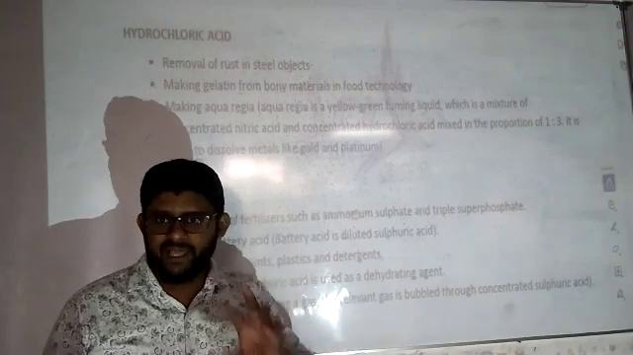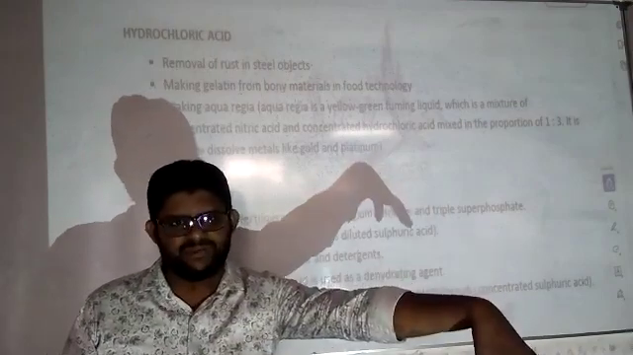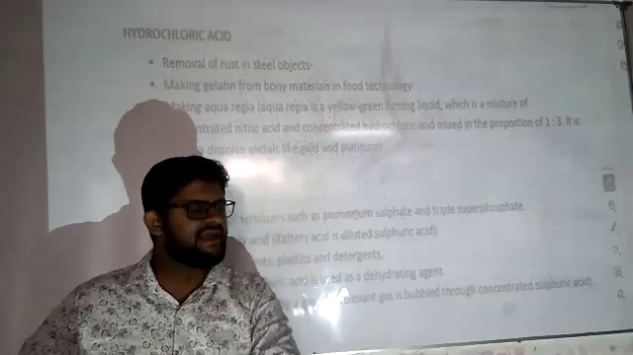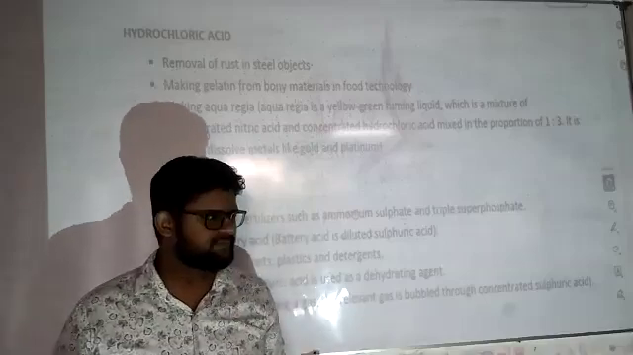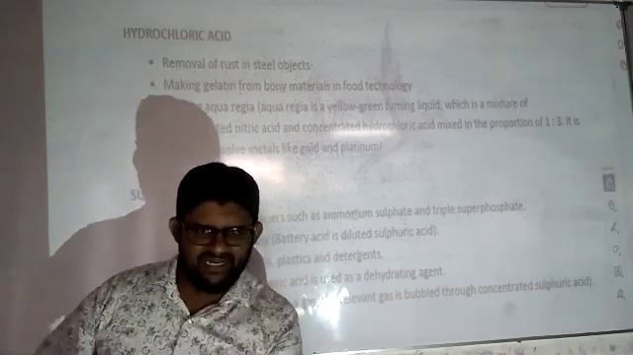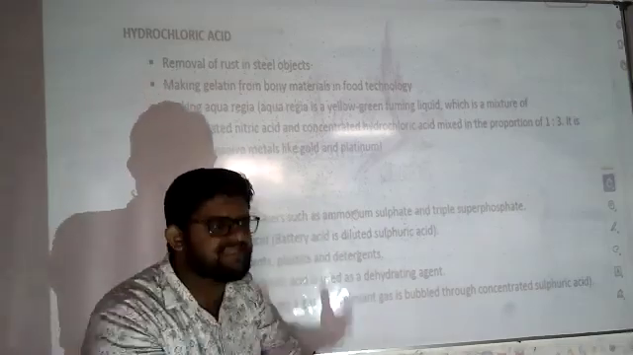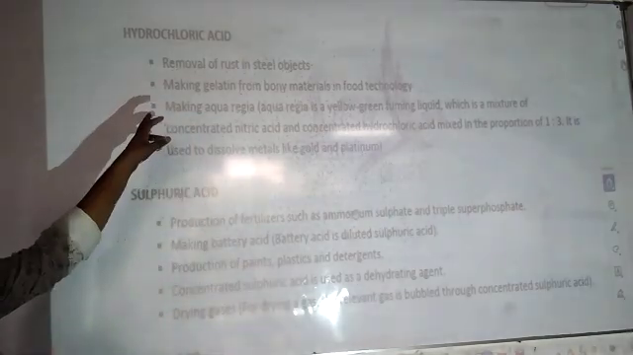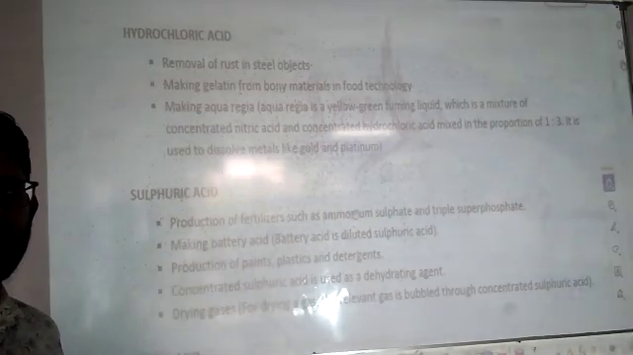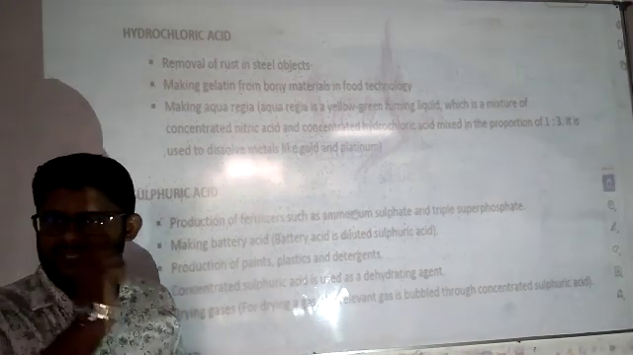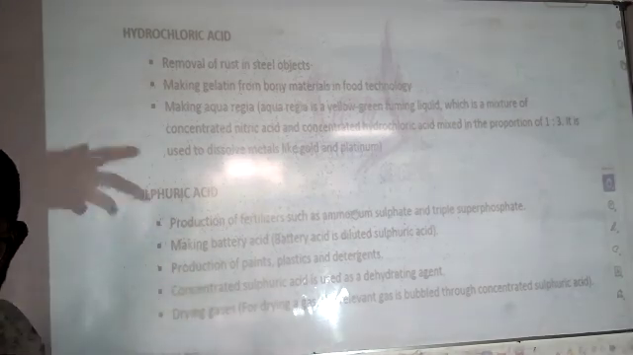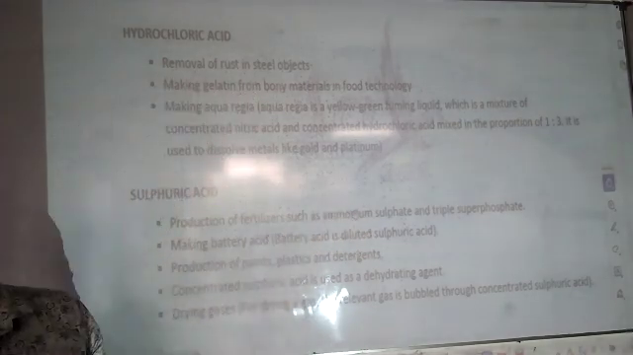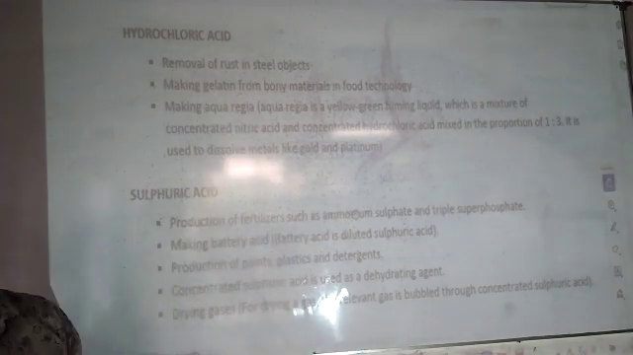What I mean is, when we apply these theories in industries, we can make big changes. The rusted vehicles and iron objects, we can get some use out of them. Anyhow, making gelatin from bony materials in food technology: from the bone materials of animals, we extract gelatin. There are two types of gelatin, plant gelatin and animal gelatin. Both of them are there.